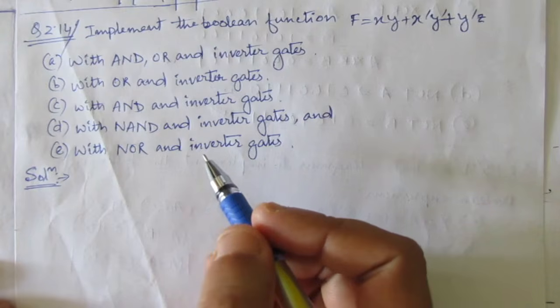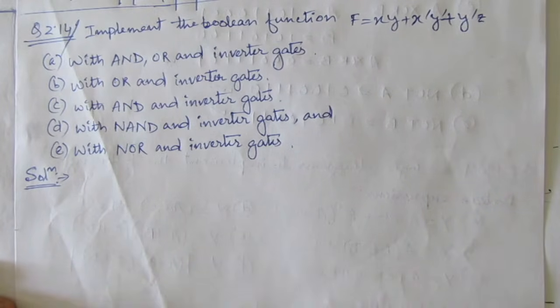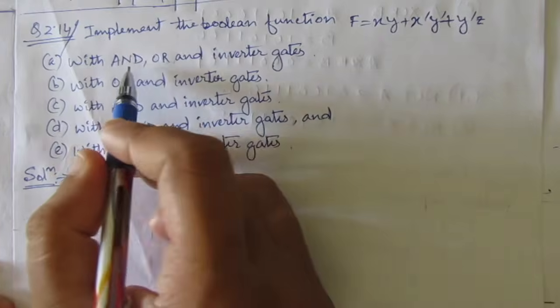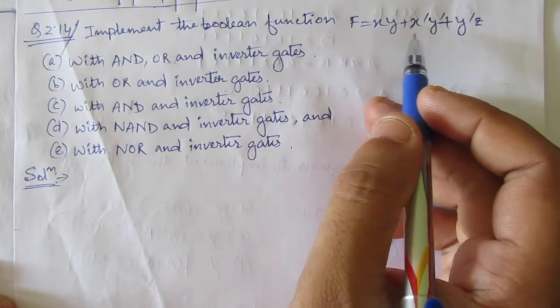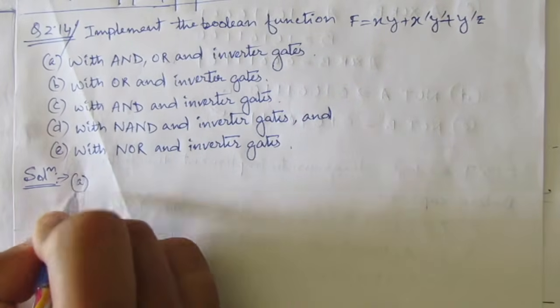Here we are given some restriction. That means we have to use these types of gates only for drawing the logic diagram. Now let us solve one by one.